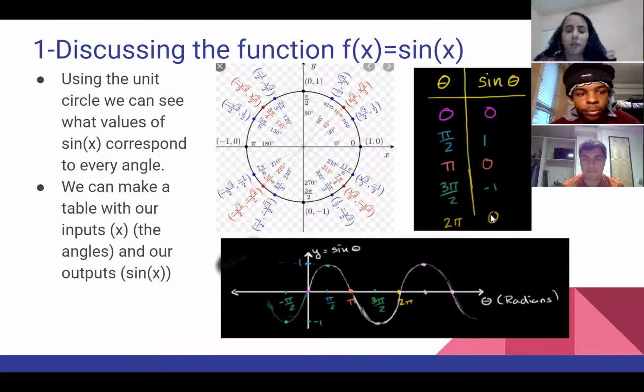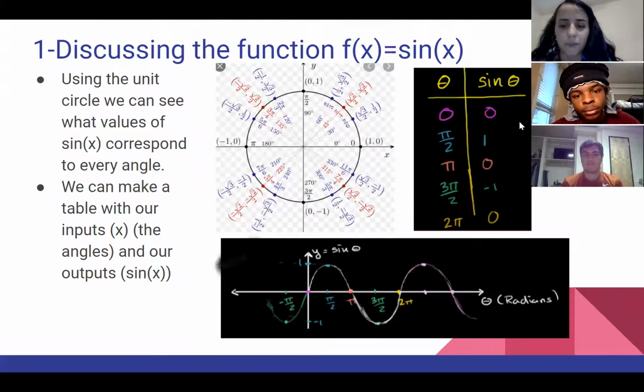So we can use those values, since those are our set of points, and plug them into our graph at the bottom, and we can see the general shape of a sine function, and we can just keep going from that.